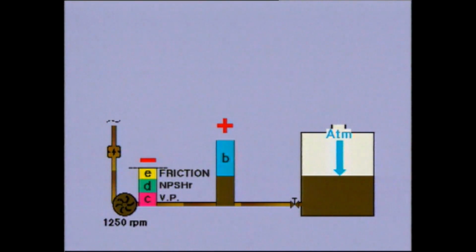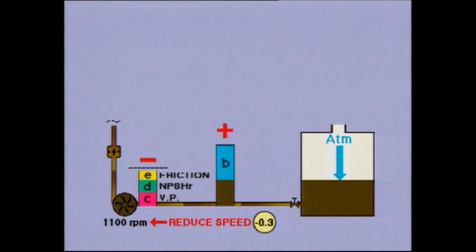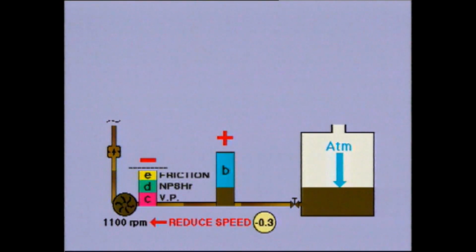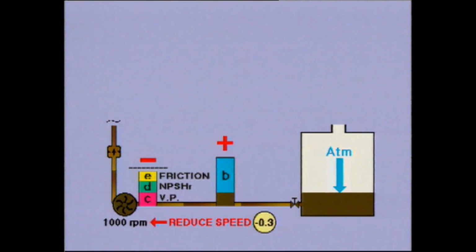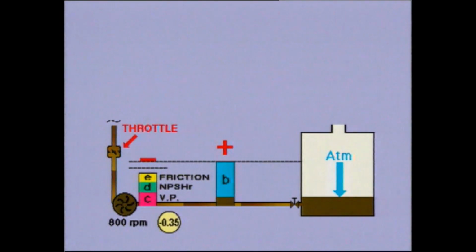With most crudes, it's a good rule to slow down the pump when the pressure at the suction side is down to minus 0.3 kilograms per square centimetre. Gradually slow down the speed of the pump in such a way that the pressure is kept at this figure for as long as possible. When the pumps reach their lowest operating speed, in this case 800 revolutions per minute, you must reduce the flow by throttling the discharge valves.